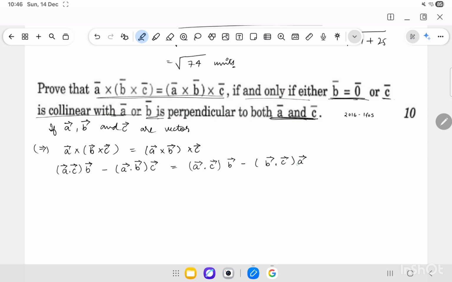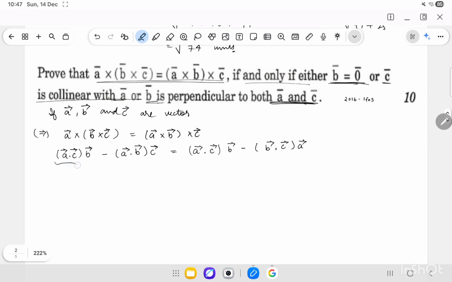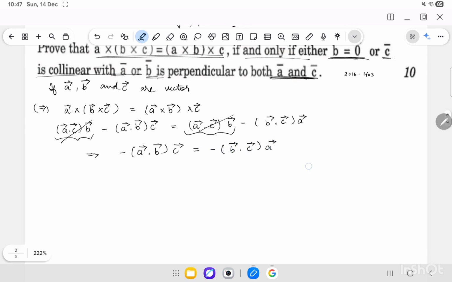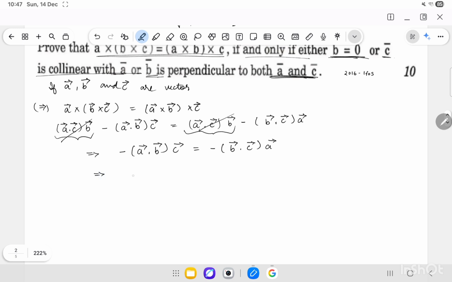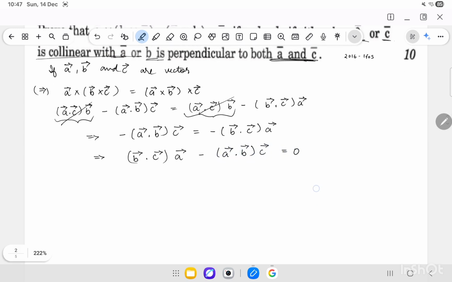times A vector. Now you see that this term is equal to this, so we can easily cancel out these two terms. So we'll be left with minus of A vector dot B vector times C vector is equal to minus of B vector dot C vector times A vector. And if I simplify it, it will be equal to B vector dot C vector times A vector minus A vector dot B vector times C vector, which is equal to 0.